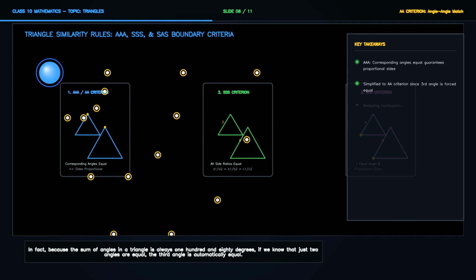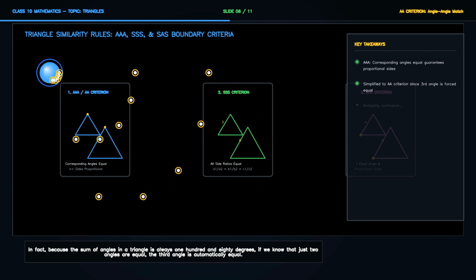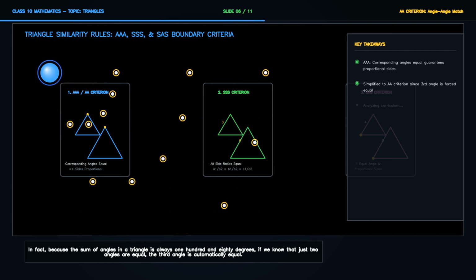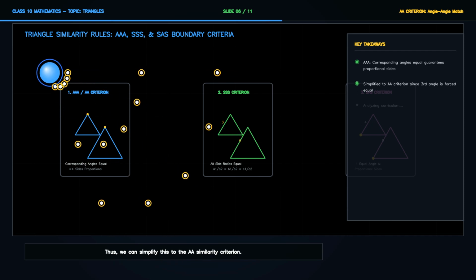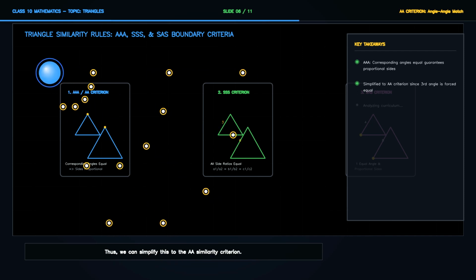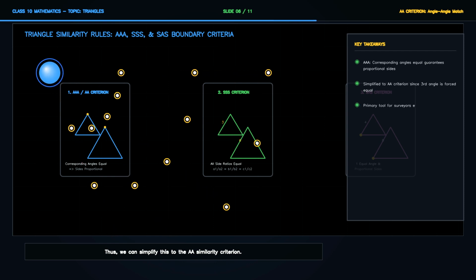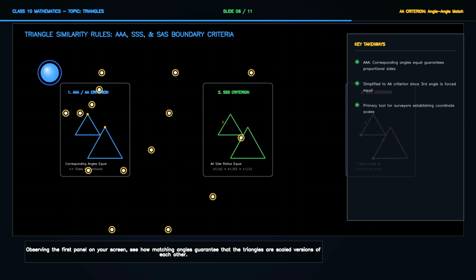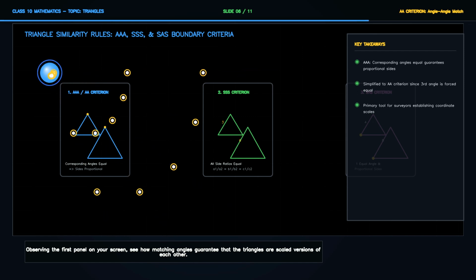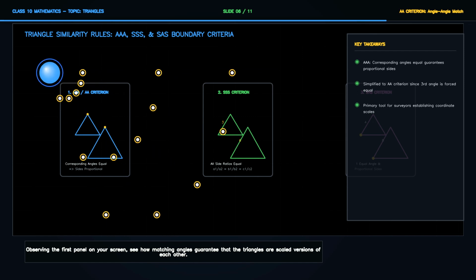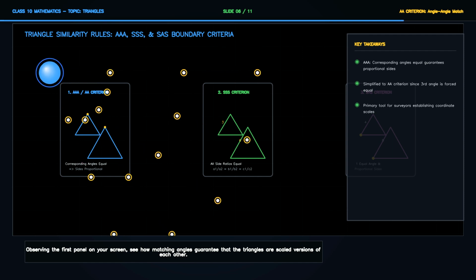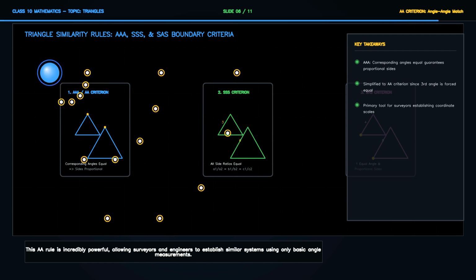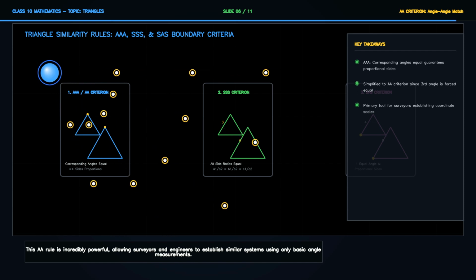In fact, because the sum of angles in a triangle is always 180 degrees, if we know that just two angles are equal, the third angle is automatically equal. Thus, we can simplify this to the AA similarity criterion. Observing the first panel on your screen, see how matching angles guarantee that the triangles are scaled versions of each other. This AA rule is incredibly powerful, allowing surveyors and engineers to establish similar systems using only basic angle measurements.